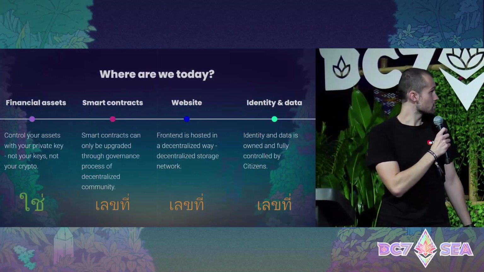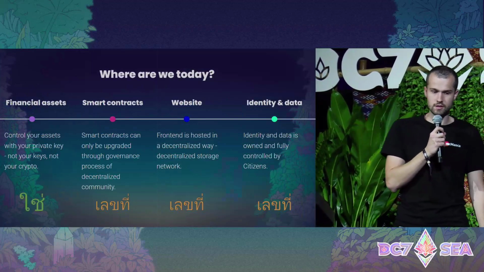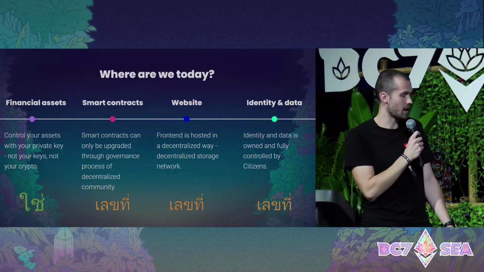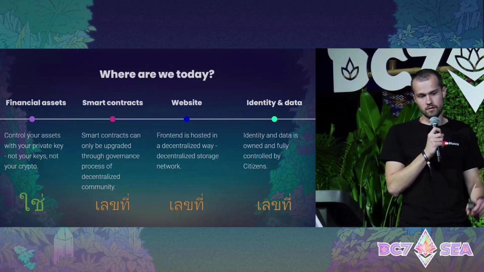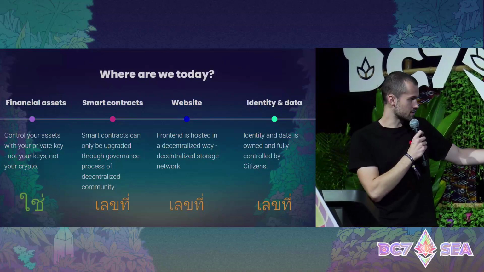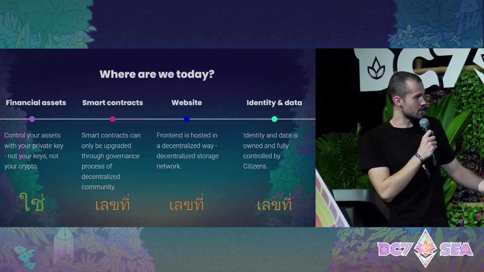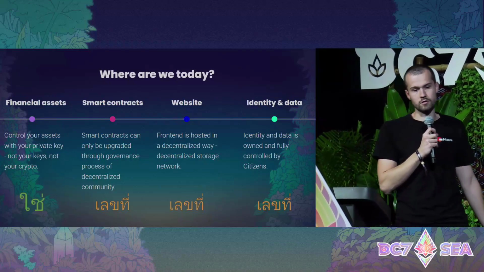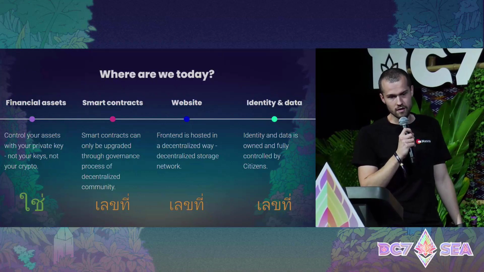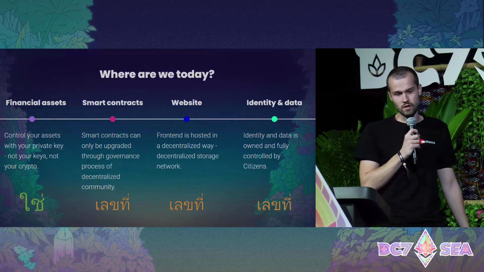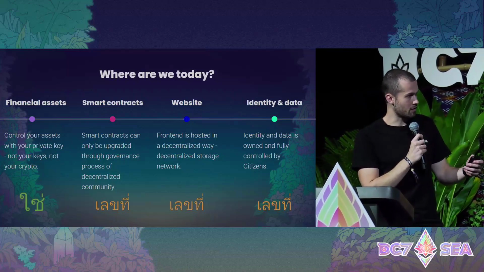So where are we today? For financial assets, we are pretty much there. For smart contracts, we are somewhat there. Smart contracts can be permissionlessly deployed to the Ethereum network, and usually they can be upgraded through the governance process of a decentralized community, but most smart contracts have multi-sigs today. Websites can be hosted in a decentralized way on a decentralized storage network, but we are also somewhat there. And for identity and data, which should be fully owned and controlled by the users, we are not there yet, but things are getting better in the last years.